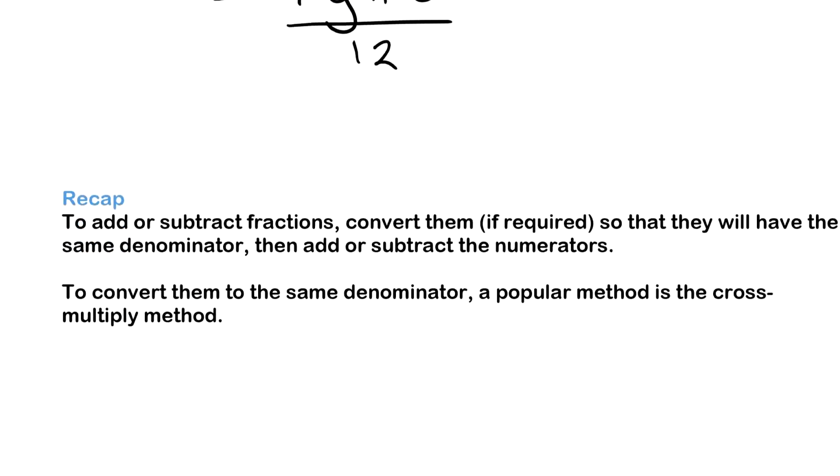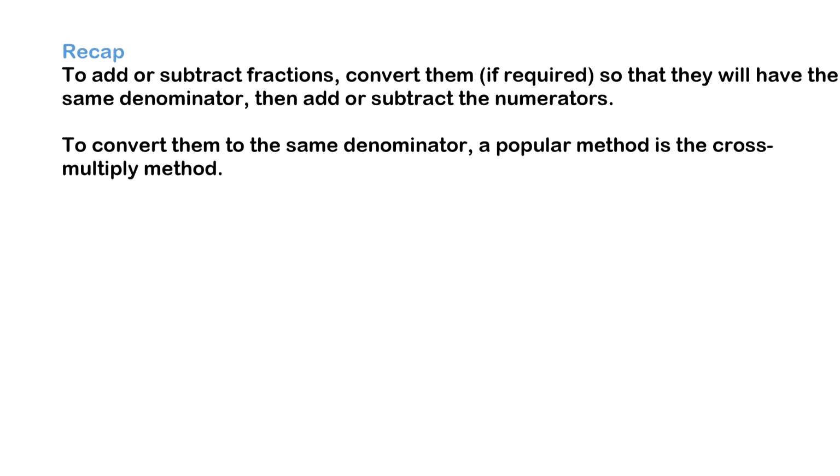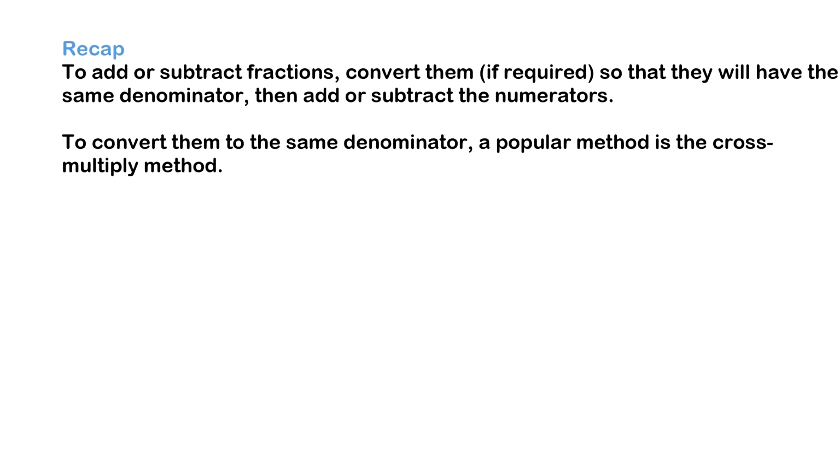To end the video, we'll do a quick recap. Remember, to add or subtract fractions, we need to convert them so that they will have the same denominator, and then add or subtract the numerators. To convert them to the same denominator, we use what we call the cross multiply method. If we have something like this, you remember, you draw your arrows and multiply out.